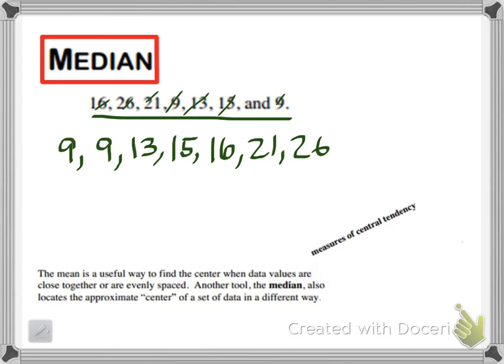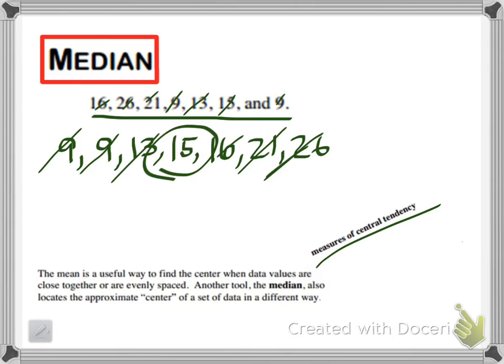So, we're going to find the centralmost number to find, again, our measure of central tendency here. I'm just going to start by crossing numbers out. So that number's crossed out, that number's crossed out, because those are on the ends. I'm going to cross out this number and this number, because those are still on the ends. Cross out that number, cross out that number. And the median of this data set is 15.